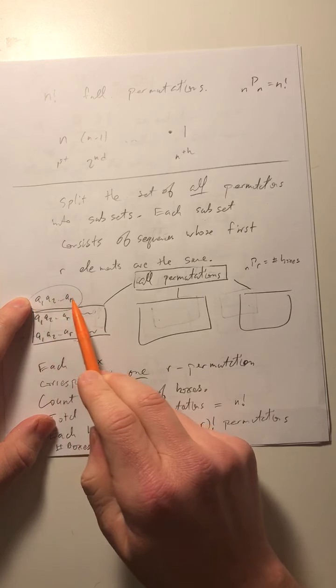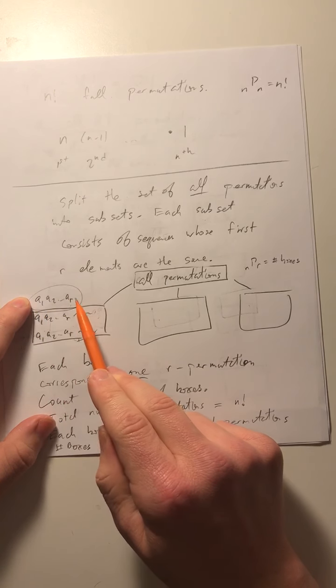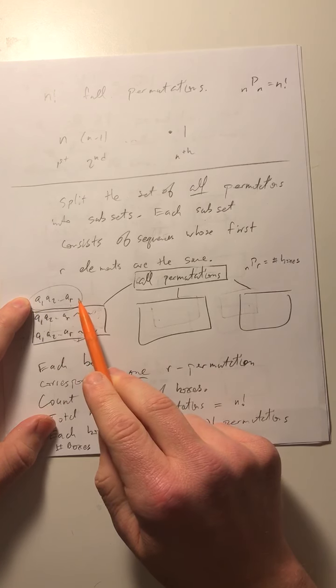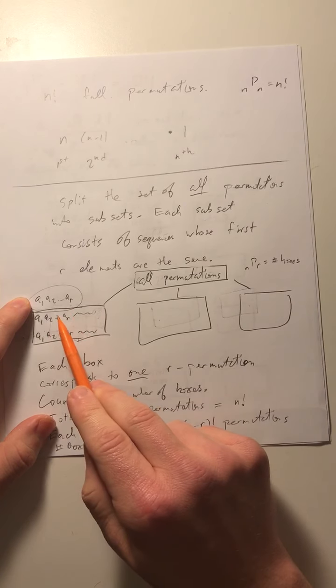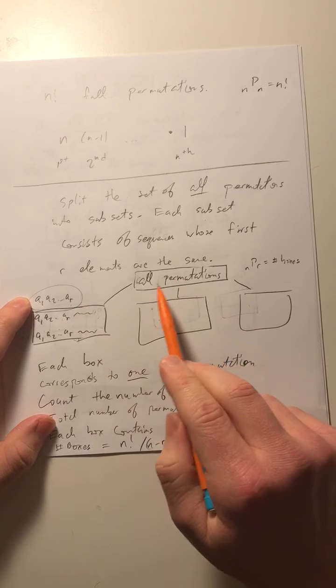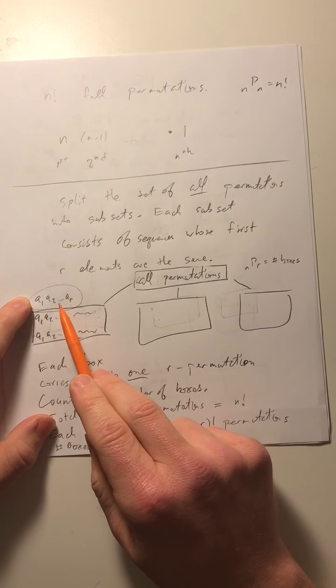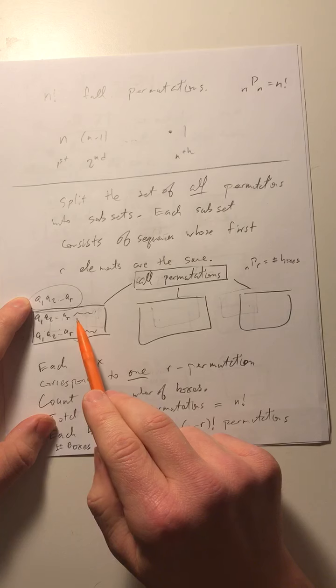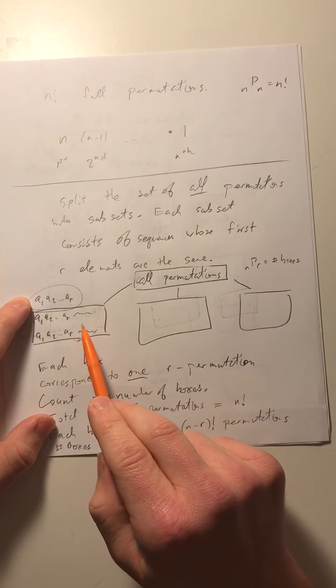So if I take any R permutation like this, and just take the remaining N minus R terms and order them however I want, that's going to give me all of these full permutations in these boxes. So I take all the permutations, I split them up based on what the first R terms are, and then each box is going to contain N minus R factorial things.